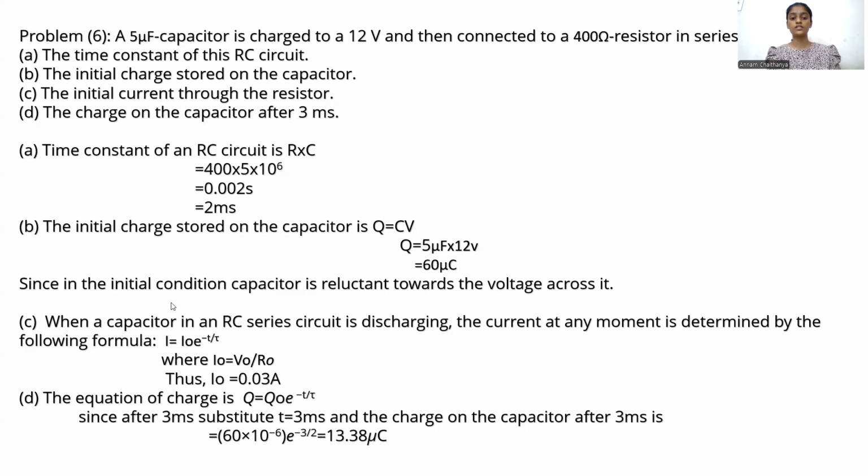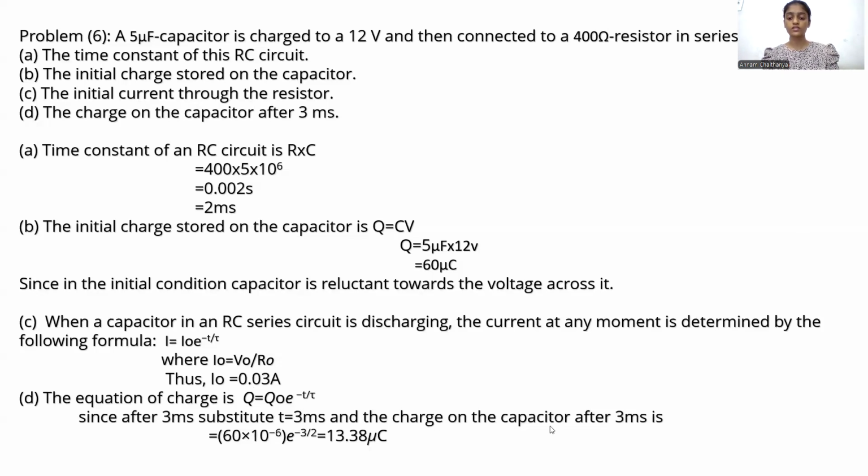So moving on, we have the charge on the capacitor after 3 milliseconds. The equation of charge is Q equals Q naught into e power minus t by tau. They are asking us to find the charge on the capacitor after time t equals 3 milliseconds. Here in place of t, we need to substitute 3, and tau we know is 2 milliseconds.